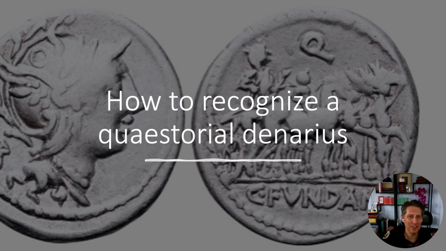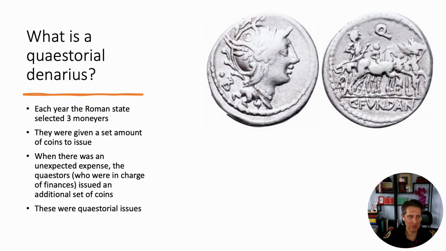Hi, everybody. So today we're going to look at a particular issue of Roman Republican coins that I think generally tends to be really cool. This is something that doesn't happen super regularly, but it is how to recognize a quaestorial denarius. So what is a quaestorial denarius?